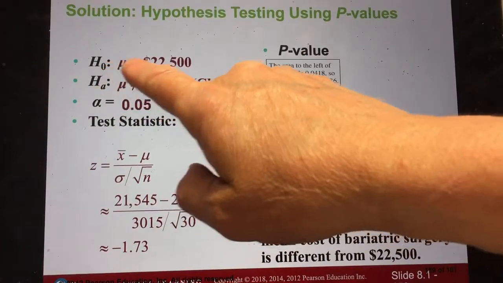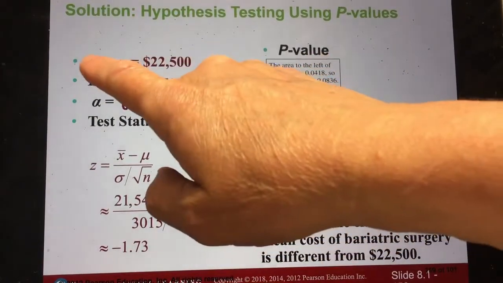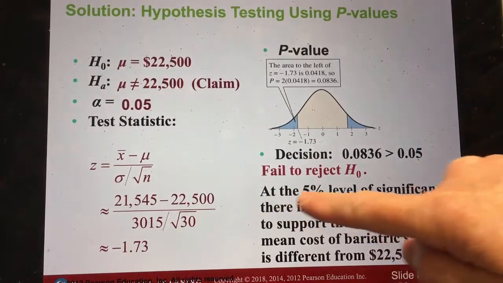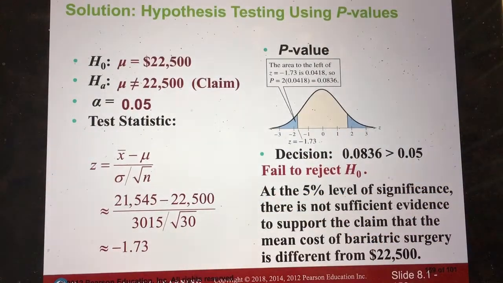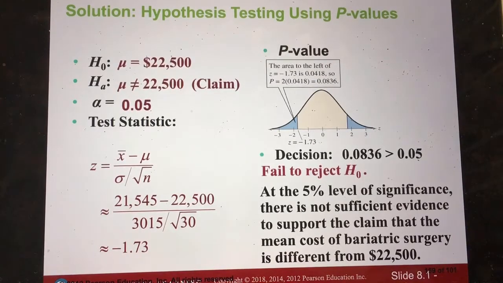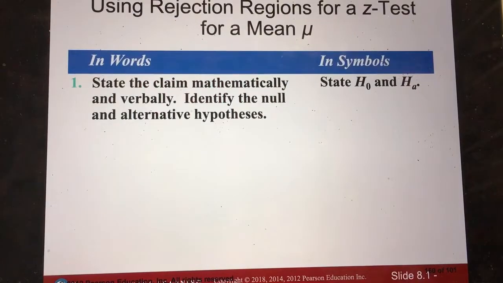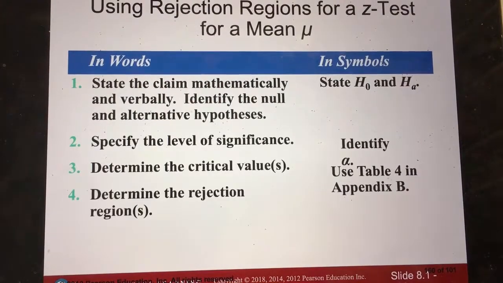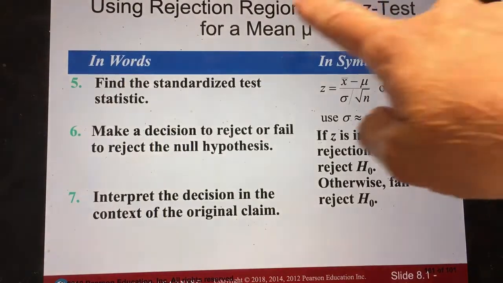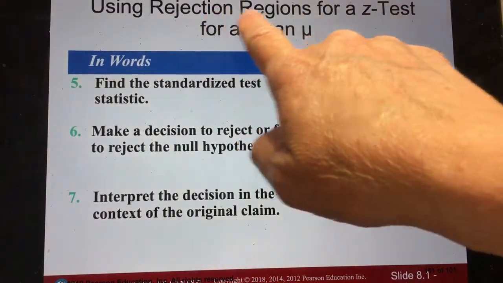Since we fail to reject that one, then we will have to stick with it. So at the 5% level of significance, there's not sufficient evidence to support the claim that the mean cost of bariatric surgery is different from $22,500. So here is your little cheat sheet for your standardized testing using rejection regions.